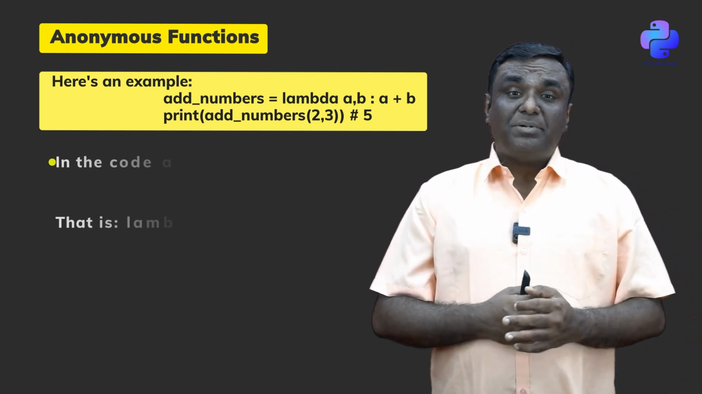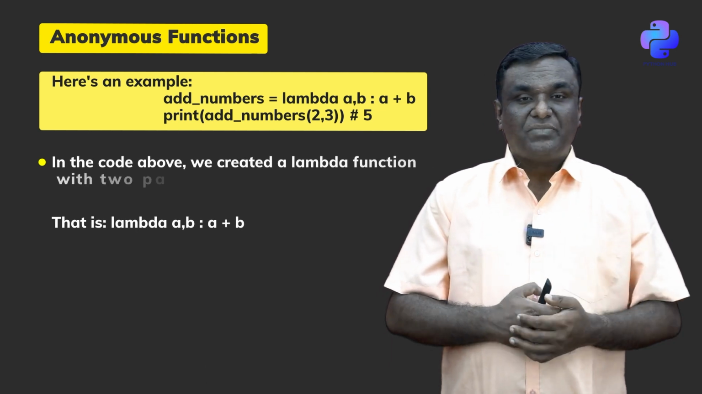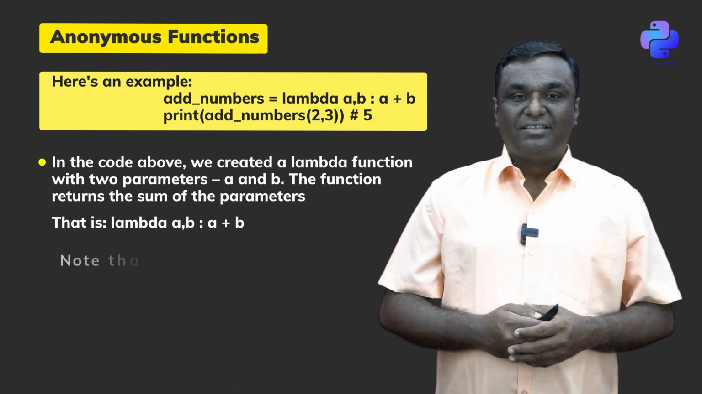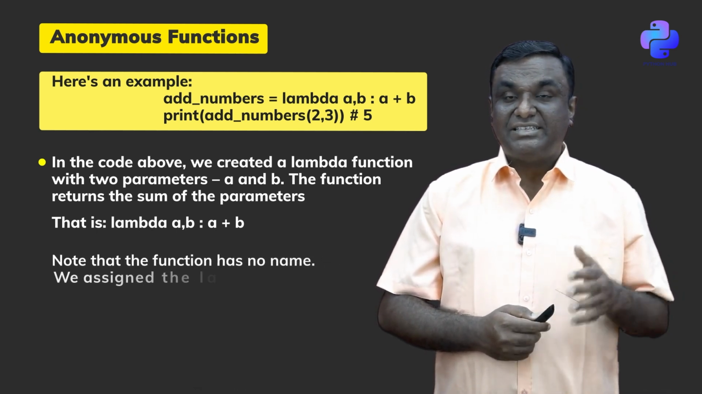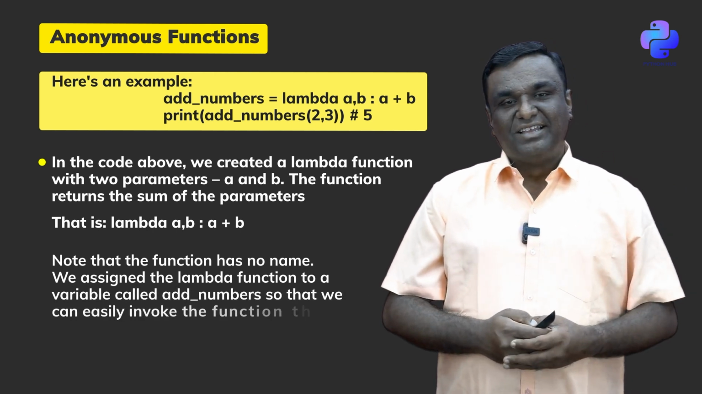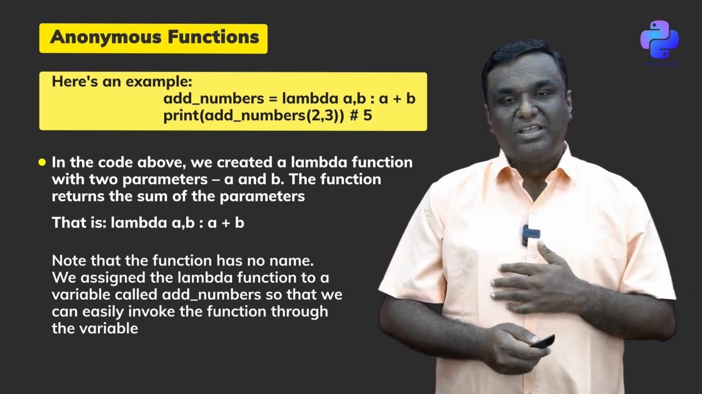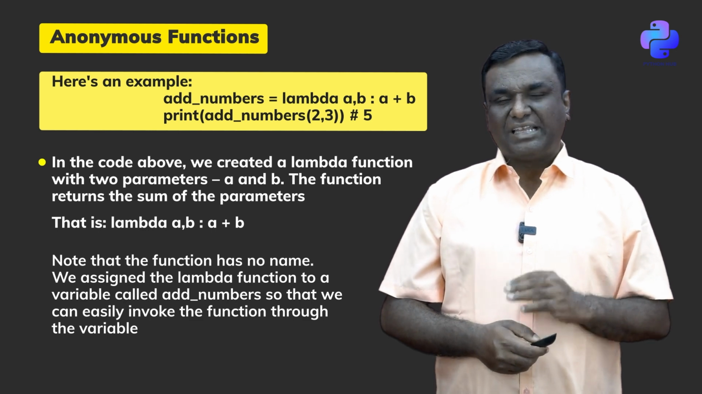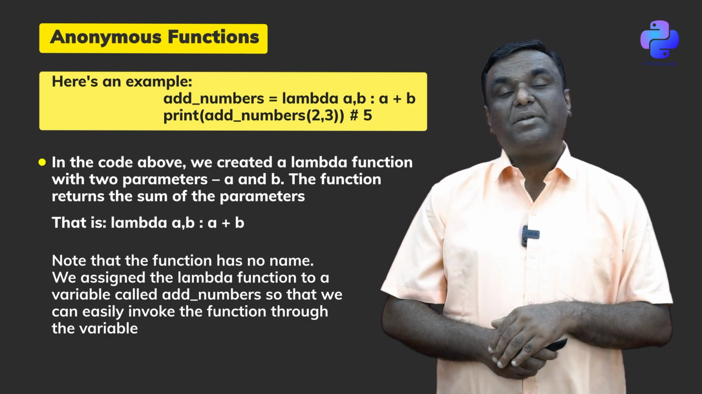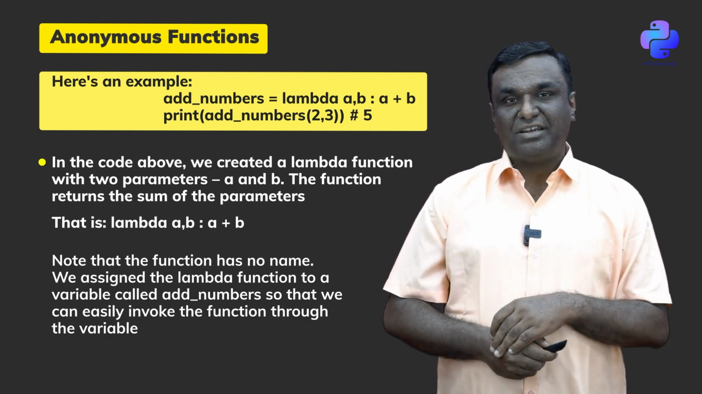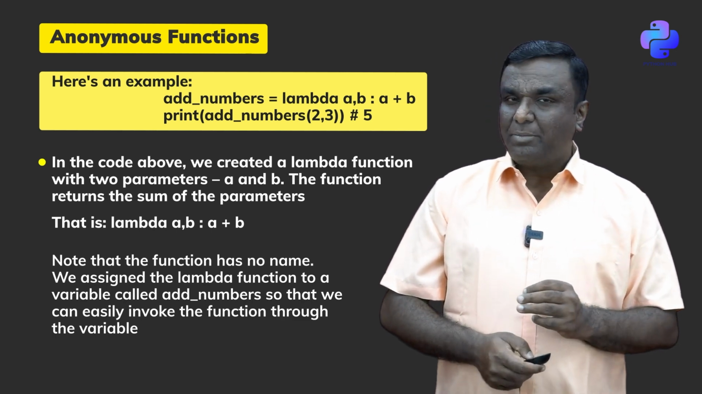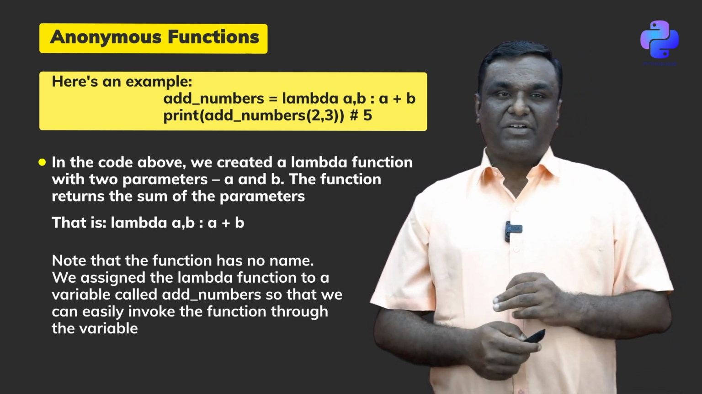So we created a Lambda function with two parameters a and b. The function returns the sum of the parameters, that is a plus b. The function did not have a name. We just assigned the Lambda function to a variable called add_numbers so that we can easily invoke the function through the variable. That's the only purpose of defining add_numbers. Otherwise, lambda ensures that it is an anonymous function without a name. I hope you are able to understand anonymous functions, Lambda functions.